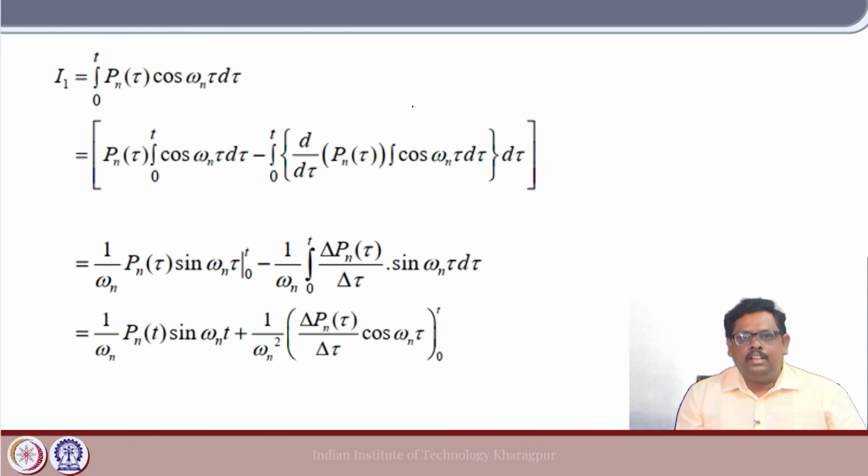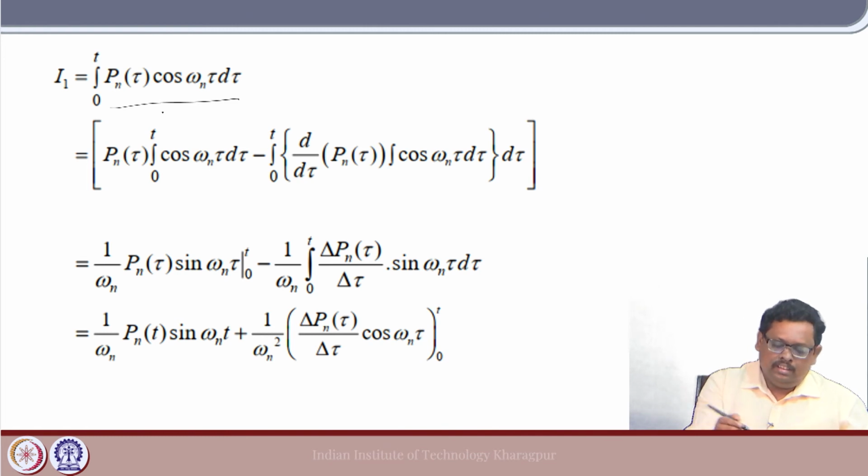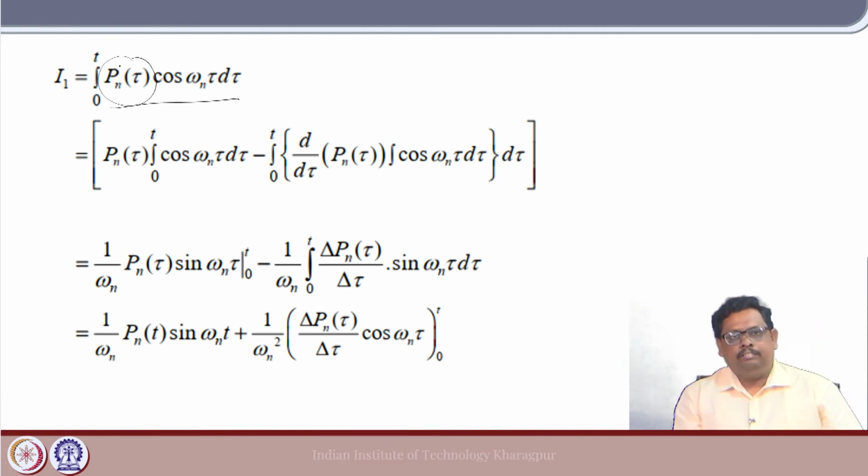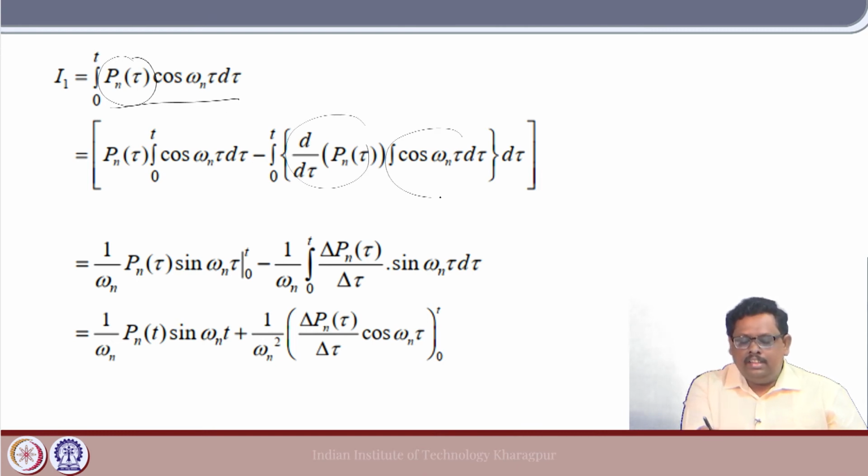Now, the same thing we can do in a little more sophisticated way also. What we do is the integration by parts. We take this P(t) as the first function, and this as the second function. So, as a rule, it is P(t) times the integral of the second function, minus the integral from 0 to t where we differentiate the first term and then integrate the second term. This is what we do. Now, if you do this, you can see that here you get the differentiation delta P(t) by delta t, which is nothing but my dS i, multiplied by the integral of cos omega n tau, which is sin omega n tau. So, 1 by omega n is coming here.